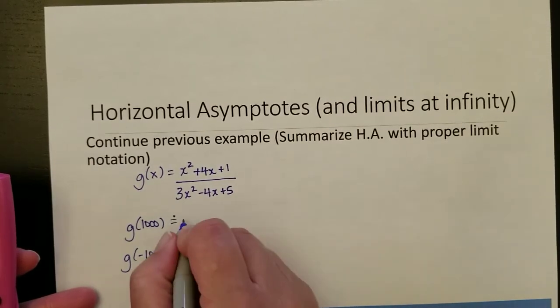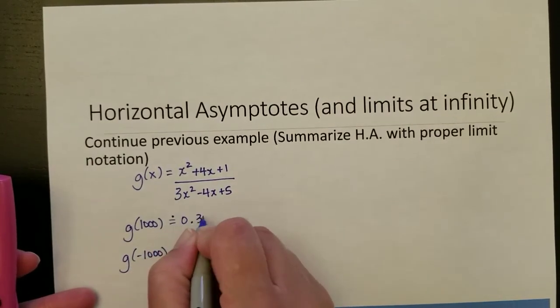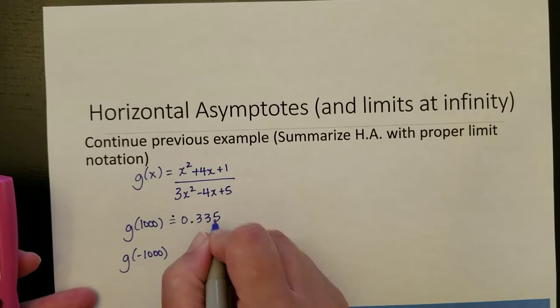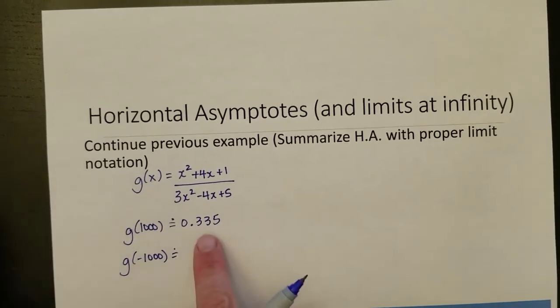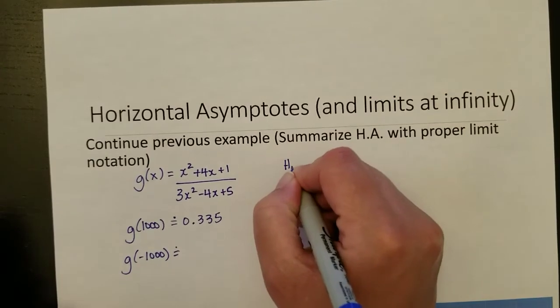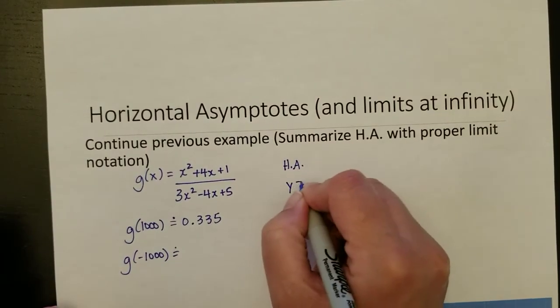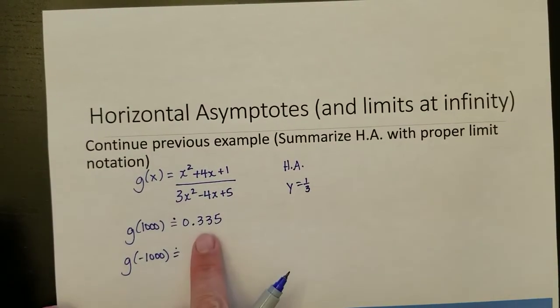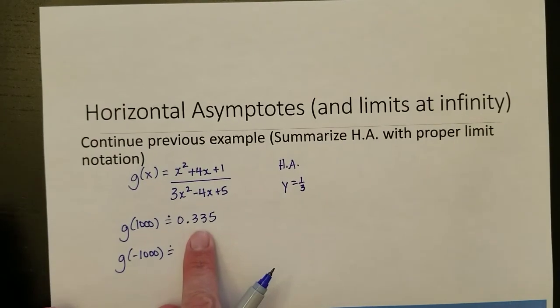So here I get that this is approximately 0.335 for a big positive number. And we remember that the horizontal asymptote we found was y equals 1/3. So this is a little bit bigger than the 1/3.